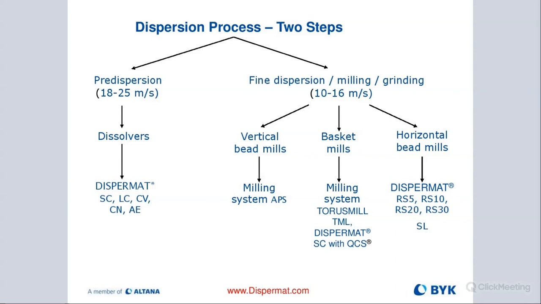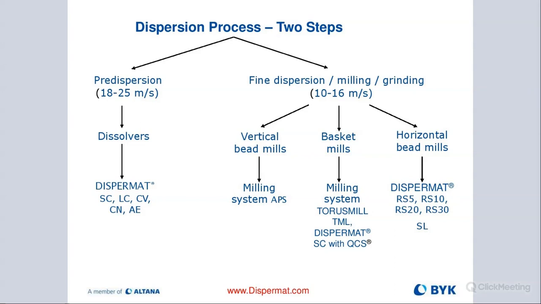And then for fine dispersing or milling, our tip speed is slower, between 10 to 16 meters per second. So not quite as quick as when we just use the cowles blade. When we use the media with the milling disc, we go down in tip speed, and we're going to be very efficient. No need to go higher than that.